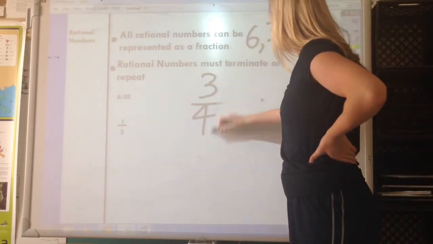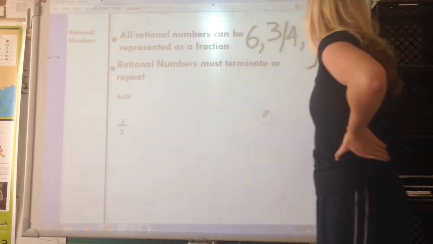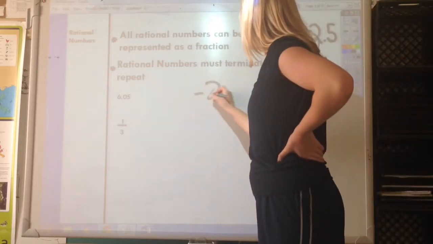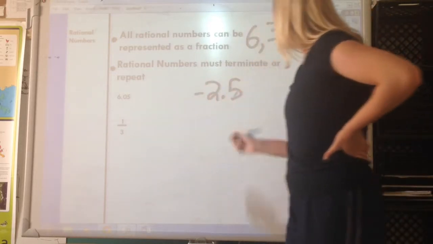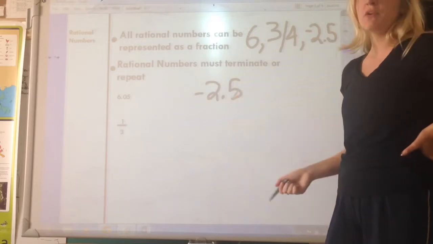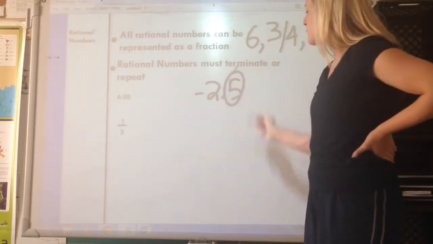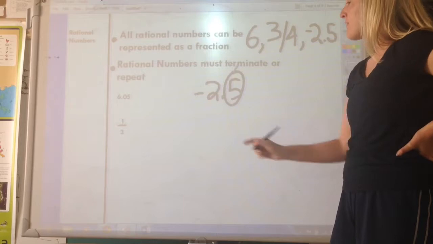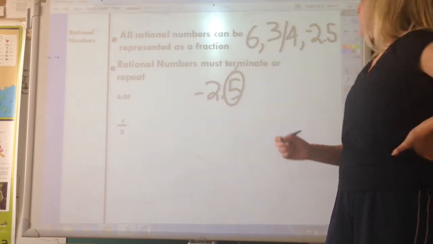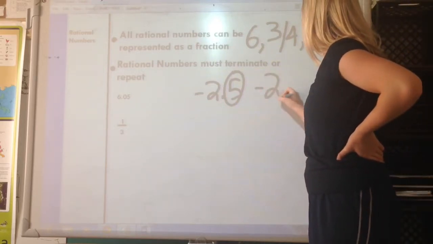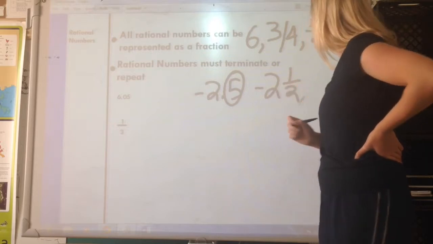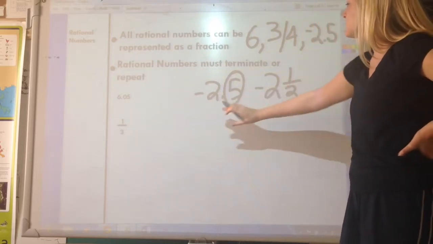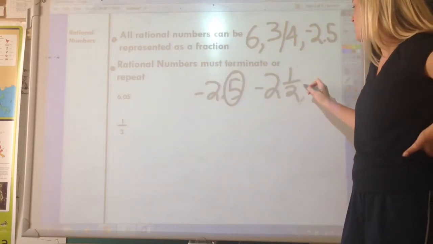Let's do one more. If I had negative 2.5, I see immediately that the 5 terminates in the 10ths place. So I know the number is definitely rational. If I wanted to represent it as a fraction, I would go through our process from yesterday. Since this number can be written as a fraction, it's definitely rational.